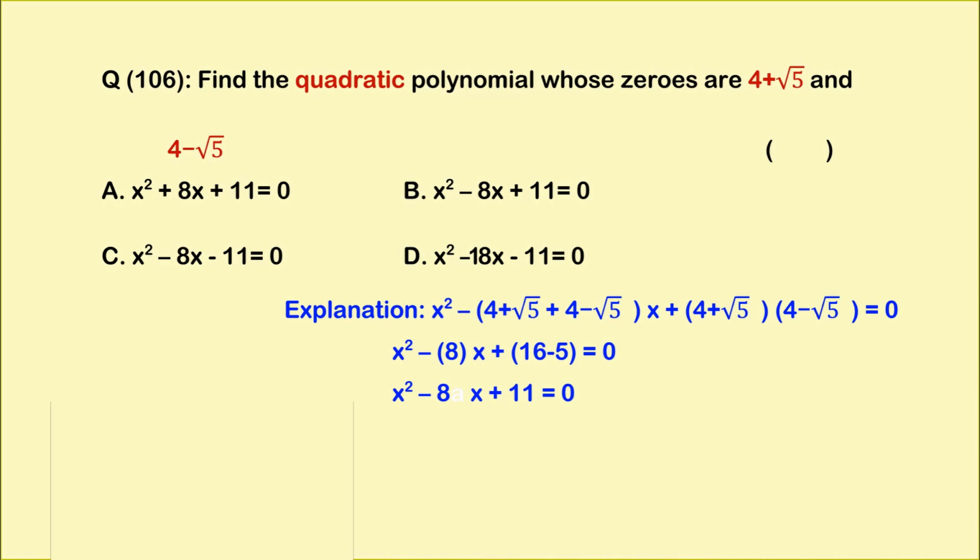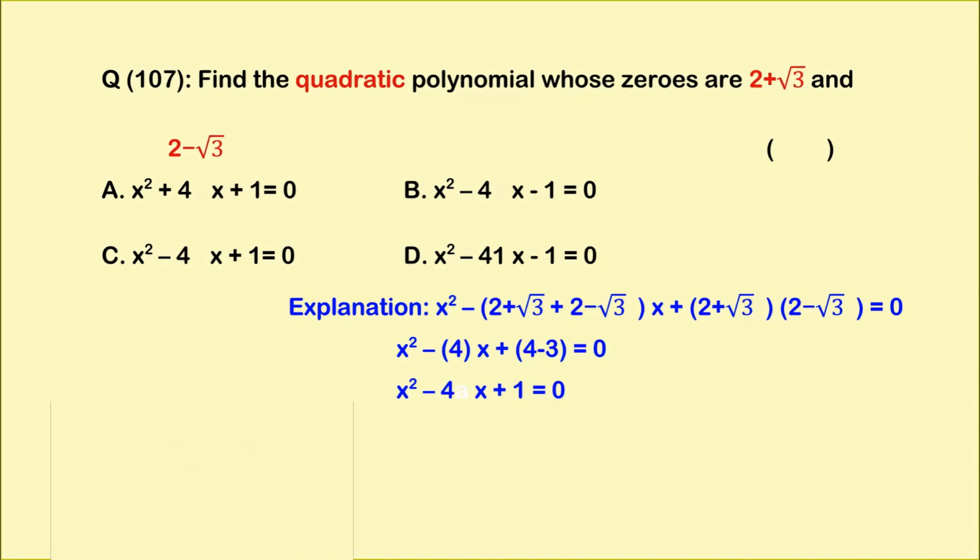And in the third term, a plus b into a minus b, as we know the formula of a plus b into a minus b is a square minus b square. So 4 square minus root 5 whole square is 5. So 16 minus 5 is 11. So the final expression will be x square minus 8x plus 11 is equal to 0. So the right answer is B.